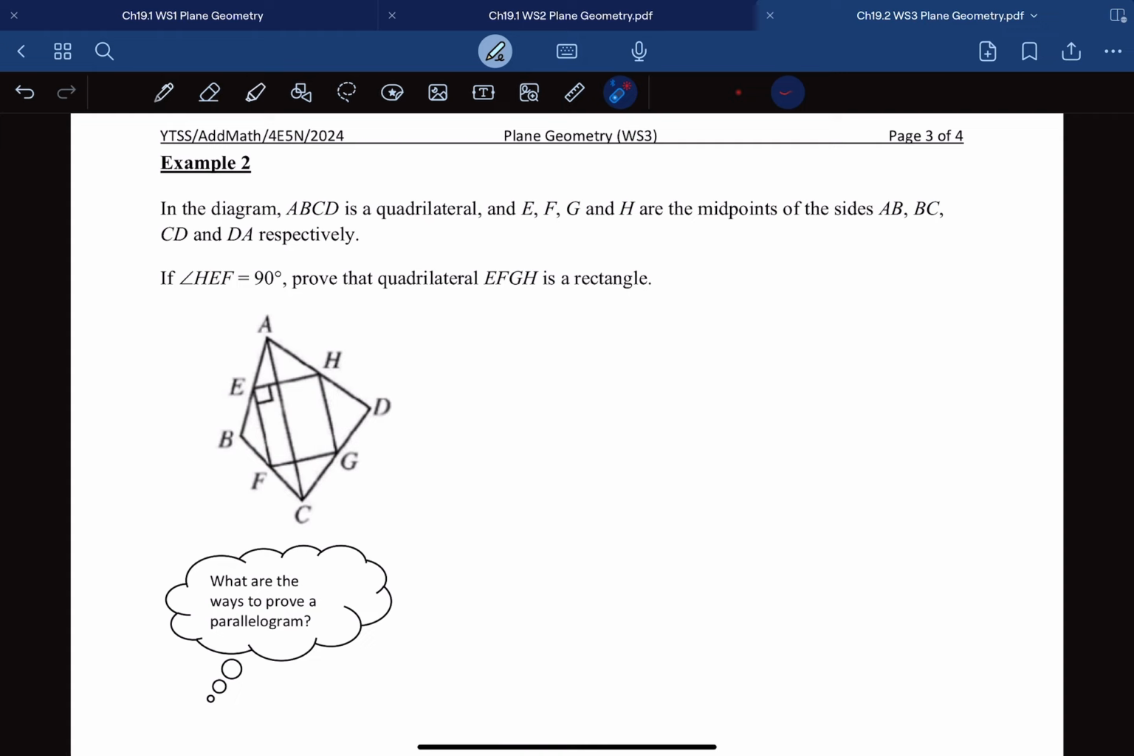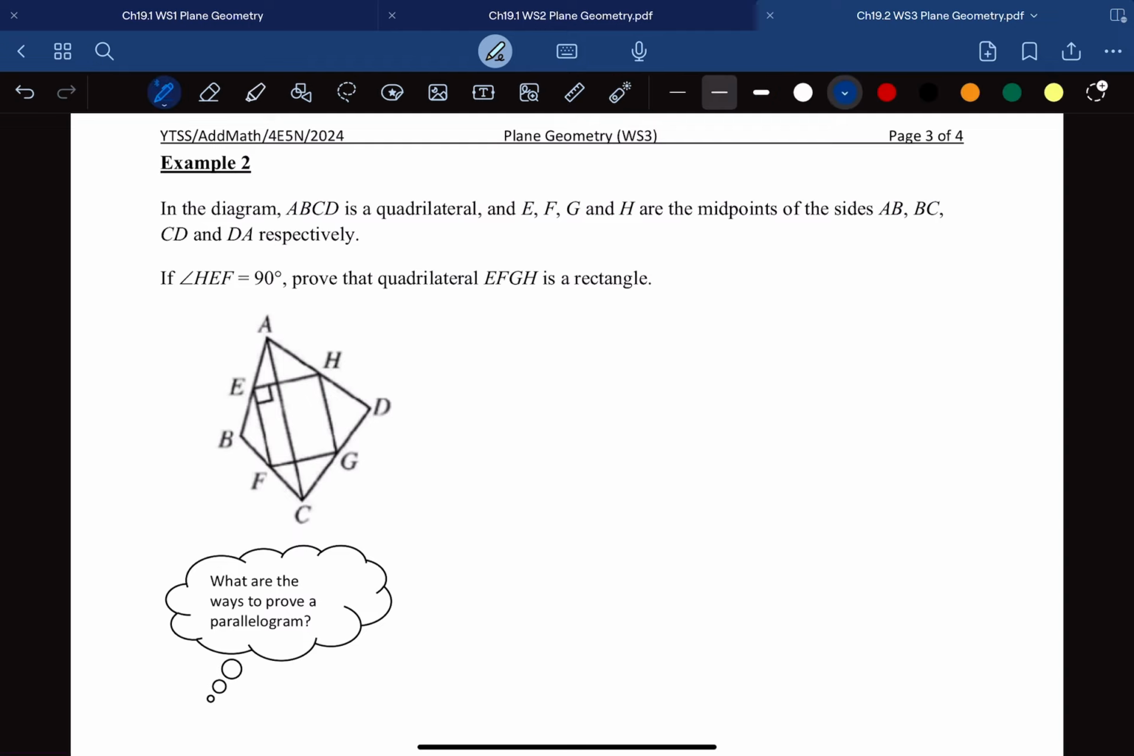So let's look at this. When I see a midpoint, usually it's a hint that you might have to use the midpoint theorem. So in this case, in order to show that something is a rectangle, we must first show that it's a parallelogram, and then that all the angles are 90 degrees. So let's start with how we show that this is a parallelogram.